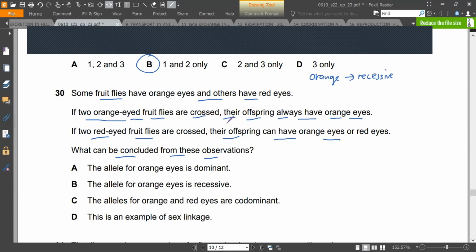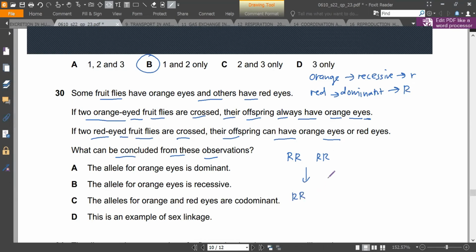You need to have two orange together to get orange. So we can give the small r for the recessive, and the red will be dominant, with the big letter. The red is dominant, because when we cross red together, if everyone is red, then the offspring will be red.